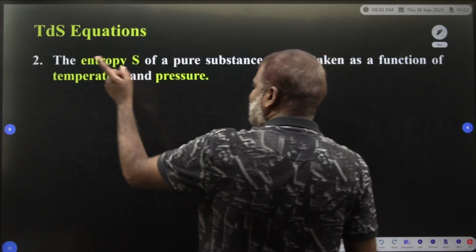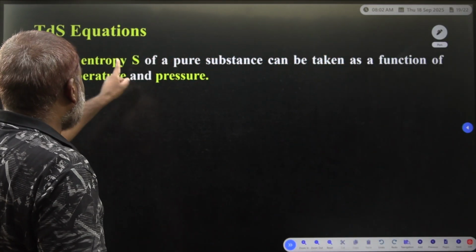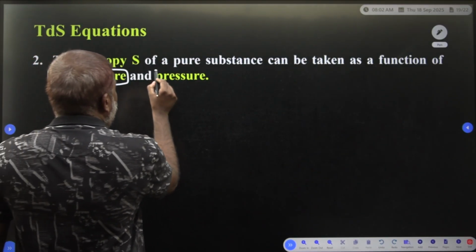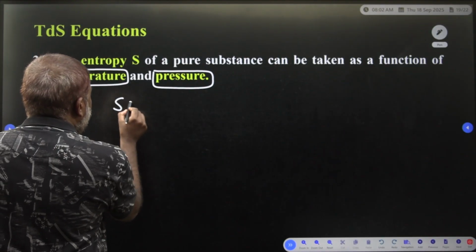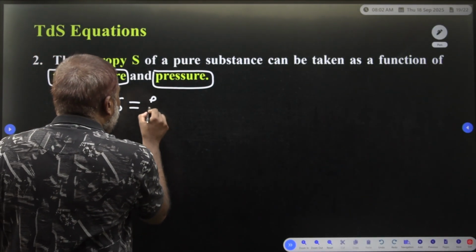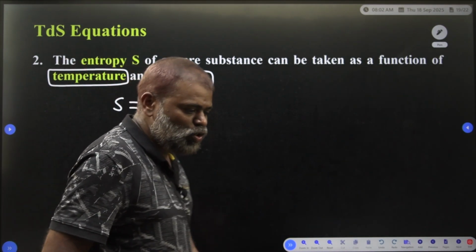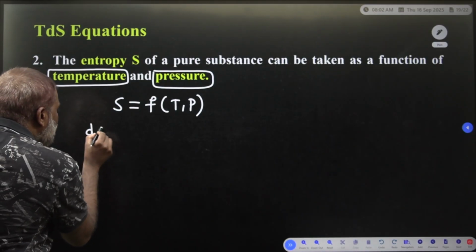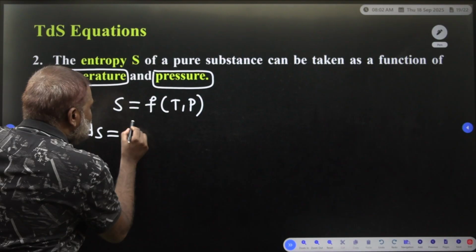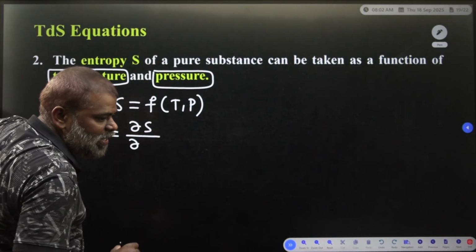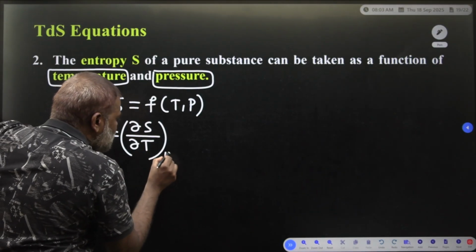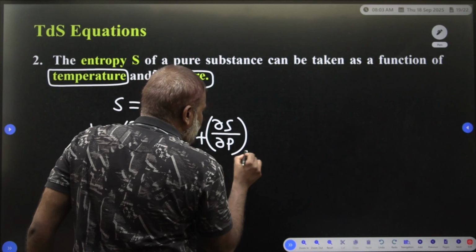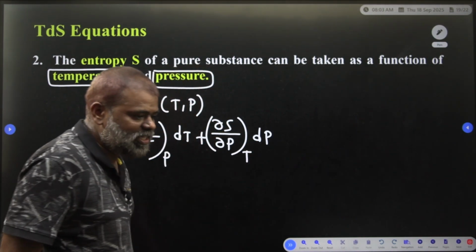Now for the second TdS equation, the entropy of a pure substance can be taken as a function of temperature and pressure: S is a function of T and P. Taking the partial differential, dS equals (∂S/∂T) at constant pressure into dT, plus (∂S/∂P) at constant temperature into dP.